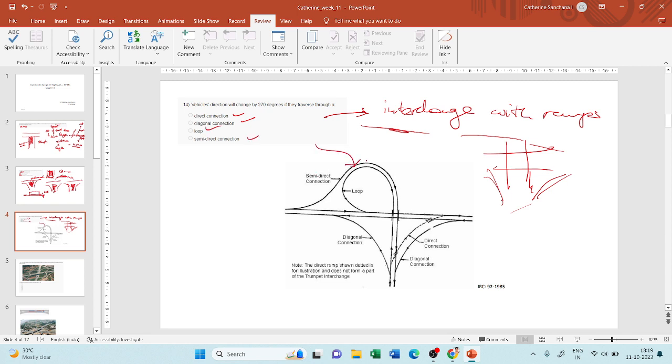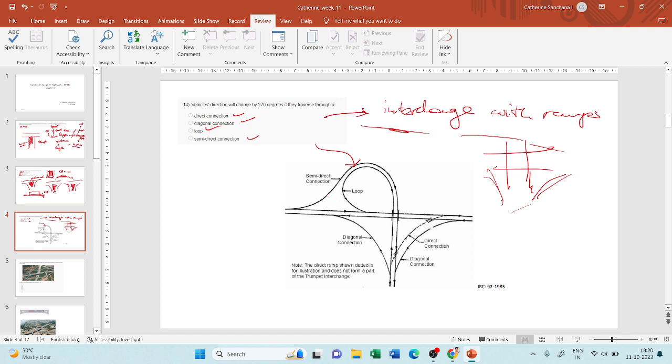I have taken a figure from IRC 92, which is for design of interchanges, so that you can connect the terms that they've given here, and you will be able to relate seeing this figure. So first let us understand what a direct connection is. Now let us first understand this figure. It is a trumpet interchange, right?